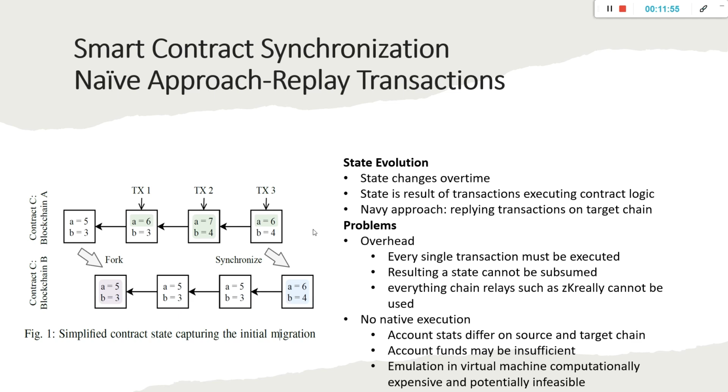Also in this procedure, the resulting state cannot be subsumed. As a result, an efficient chain relay procedure like ZK relay cannot be used. Besides, the account in blockchain B can be in a different state, so mimicking all these transactions is not a good idea, because the account may not have sufficient funds for the gas price. So those are some problems in the naive approach for this execution of the block in a new blockchain network.